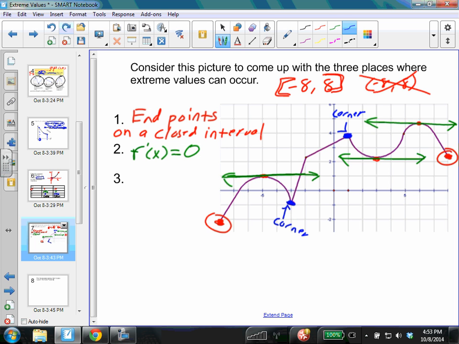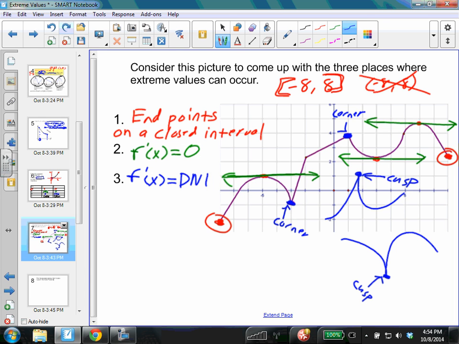Okay? The other thing that could happen is we could have a cusp. Hopefully you remember a cusp looks like this. But that little spot down at the bottom of the cusp could be a minimum. Or if the cusp went the other way, the top of the cusp could be a maximum. So these little corners and these cusps right here are places where we can get extreme values. And so remember, those happen where the derivative does not exist.